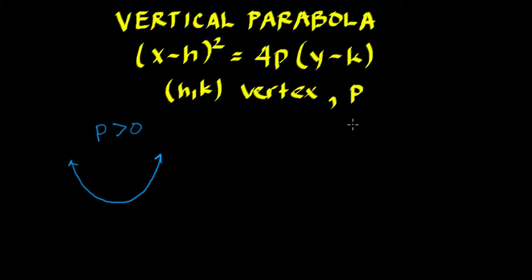Next, what happens if p was less than 0? What if p was negative? Well, if p is less than 0, then our parabola is going to be upside down like this. And those are the 2 different scenarios that we have. So the most important thing to understand here is that when p is positive, the parabola is going to be going up, and when p is negative, the parabola is going to be going down. After you do that, everything is pretty much the same.